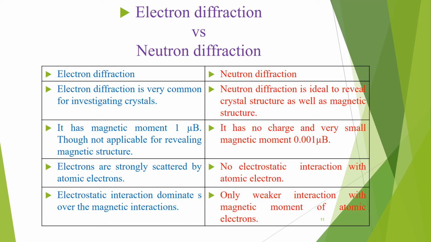Electrons are strongly scattered by the atomic electrons in electron diffraction, while in neutron diffraction, as neutrons have no charge, no electrostatic interaction occurs with the atomic electrons, and electrostatic interaction dominates over the magnetic interaction in electron diffraction, while only a weaker interaction with the magnetic moment of the atomic electrons occurs in neutron diffraction.